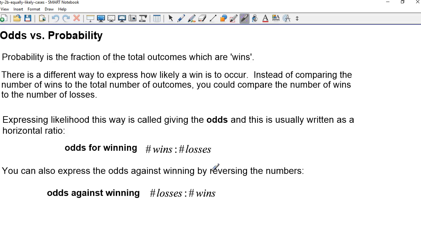Okay, there is a different way to express how likely a win is to occur. Instead of comparing the number of wins to the total number of outcomes, you could compare the number of wins to the number of losses instead. If you express likelihood this way, it's called giving the odds. And this is usually written as a ratio horizontally. So the odds of winning are written by listing the number of ways to win, then a colon, and then the number of ways to lose. And you can also express the odds against winning by reversing the numbers. Odds against winning are the number of ways that we can lose, colon, number of ways to win.